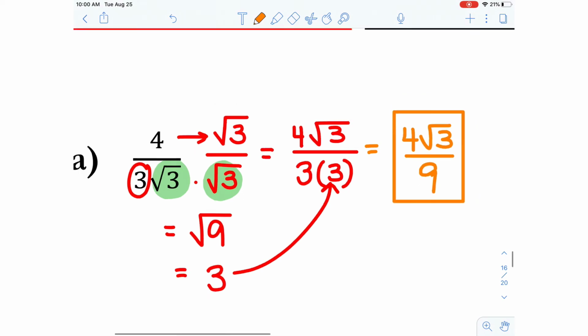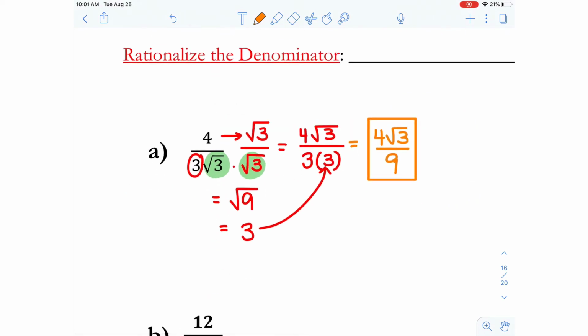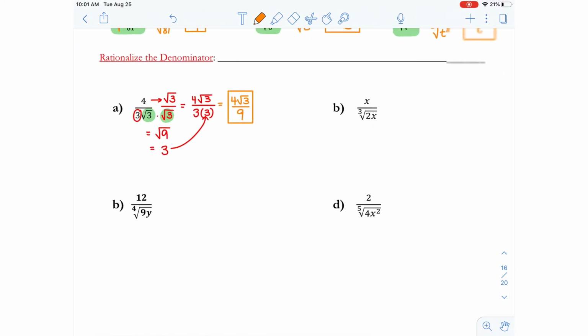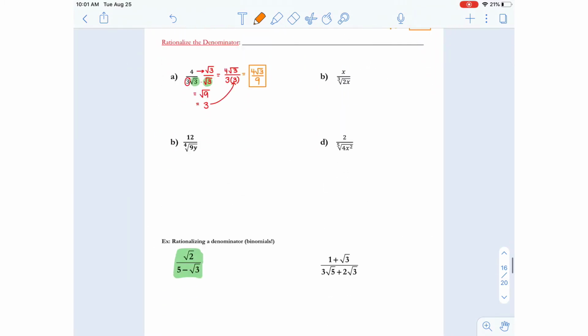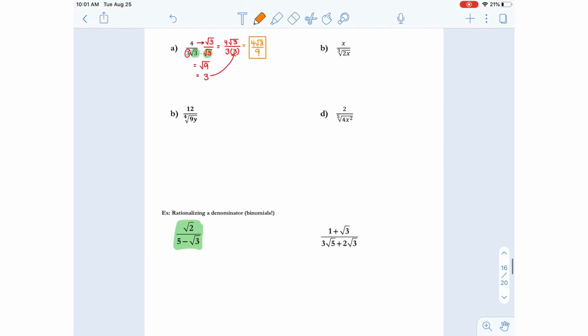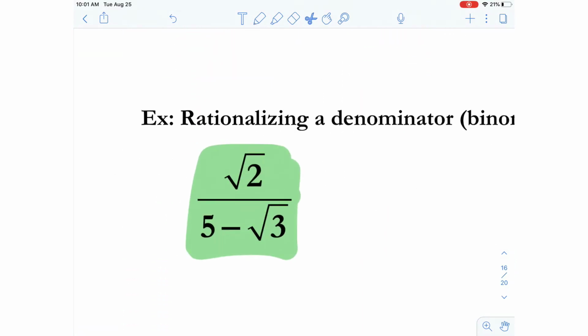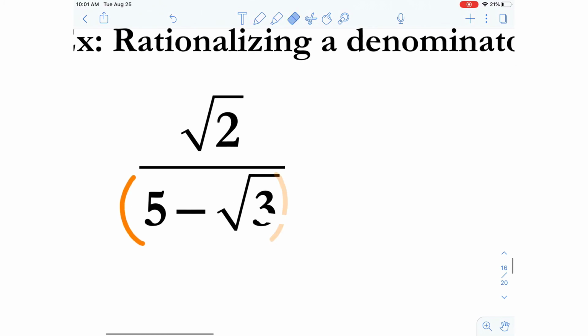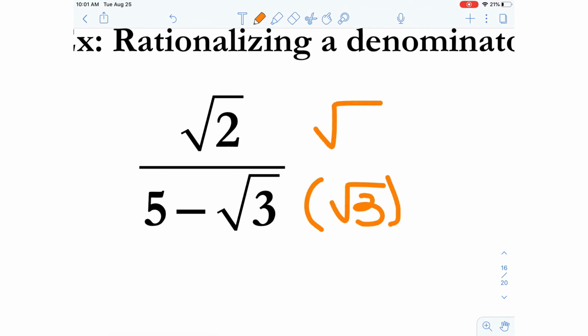Rationalizing with higher indexes like cube roots or fourth roots is a little bit more of a process that we will talk about together in class. All right, now I know this video is getting long, so the very last thing I want to talk about is rationalizing if I have a binomial. This is new, but I think you guys will catch on fast, which is why I'm going to do one example.